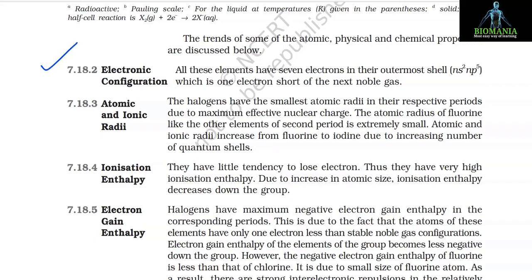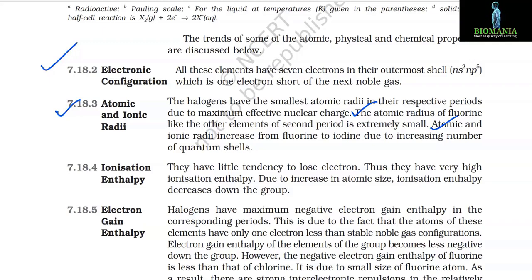7.18.2 Electronic configuration. All these elements have 7 electrons in their outermost shell, ns2 np5, which is 1 electron short of the next noble gas. 7.18.3 Atomic and ionic radii. The halogens have the smallest atomic radii in their respective periods due to maximum effective nuclear charge. The atomic radius of fluorine, like the other elements of the second period, is extremely small. Atomic and ionic radii increase from fluorine to iodine due to increased number of quantum shells.